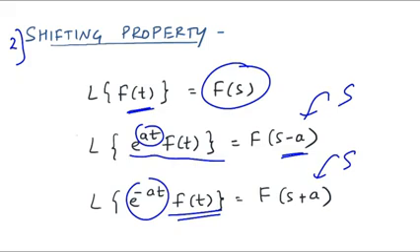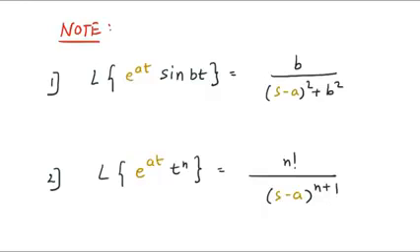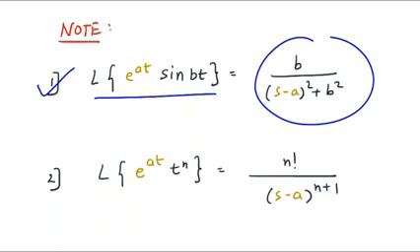Now you have to note, if the power of e is positive, then the shifting part is negative. If the power of e is negative, then the shifting part is positive. Okay. So let us see one example. If I have to find the Laplace of e raised to plus at into sine bt, the answer would be b upon s minus a the whole square plus b square.